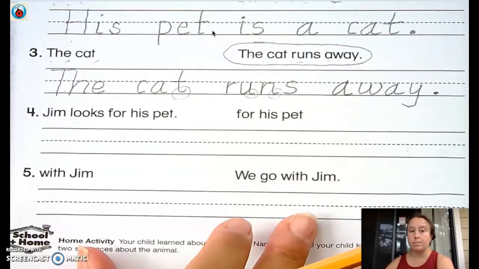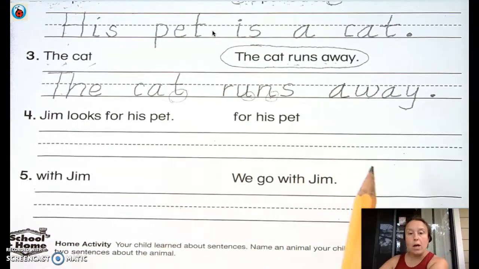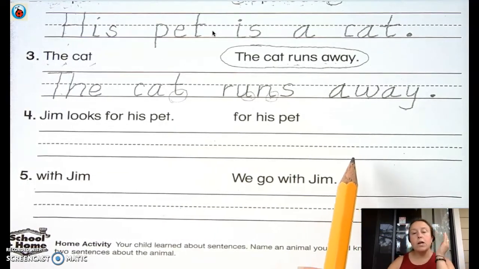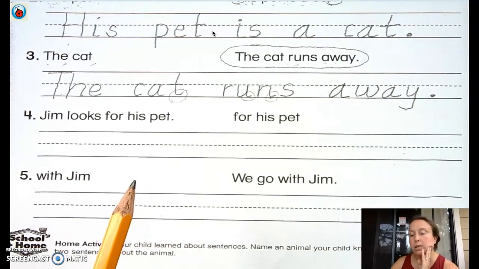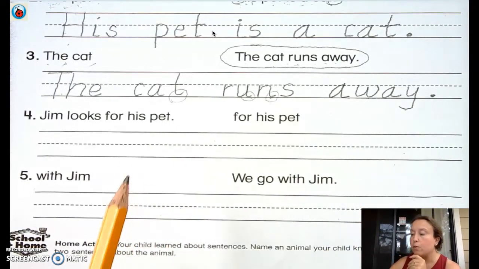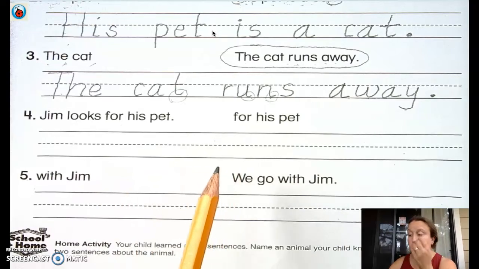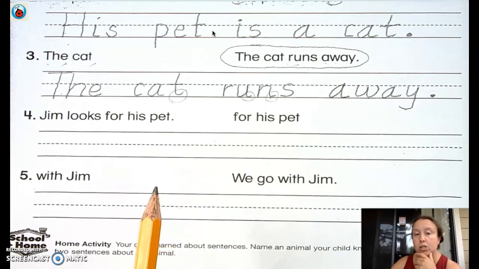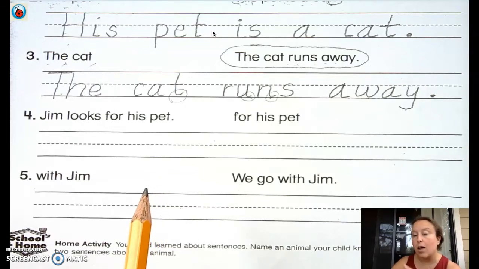Let's go to number 4. Pick the one that is a complete sentence, please. For number 4 and 5, I'd like you to pause me now, and I want you to figure out for 4 and 5 which 2 are the complete sentences and circle them. Then turn me back on so we can write the answer together. I hope you've paused me.